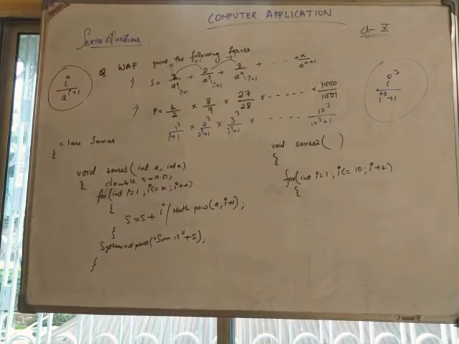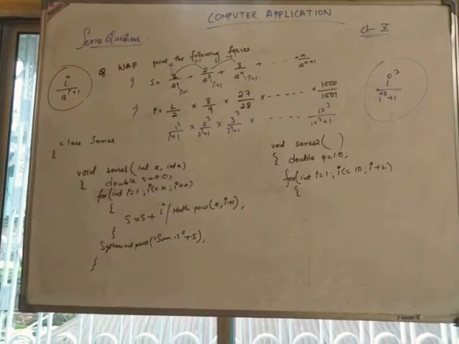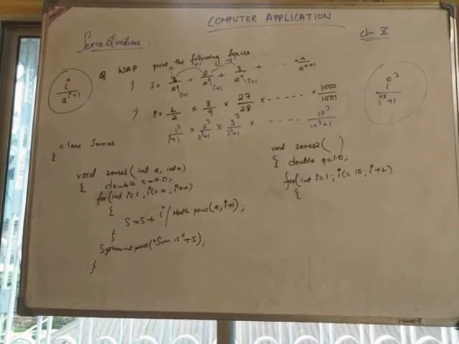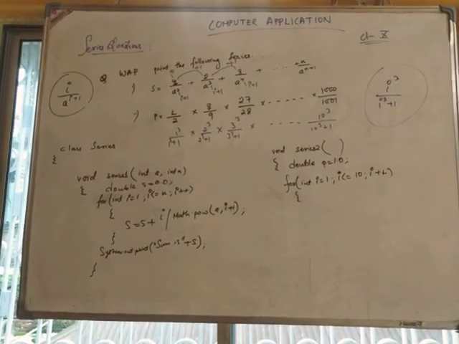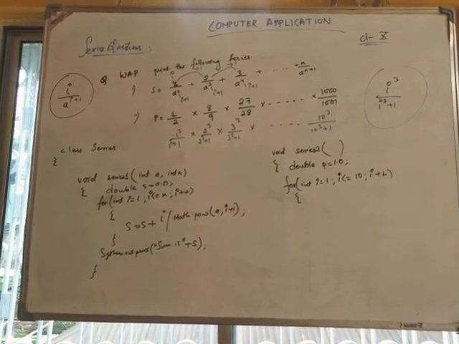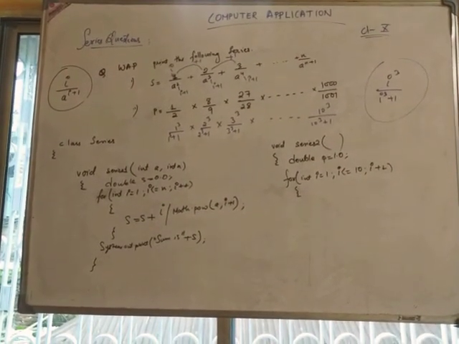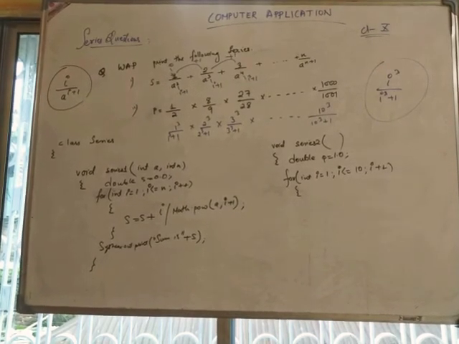How will we write this? Since I have to find the product, I will take double p equals 1.0. In the last two questions I have used double. Why double? Because these are division questions. Whenever you see a division type of question, the answer will not be a whole number, so it will be a double. So we have taken double s and double p in these two questions.